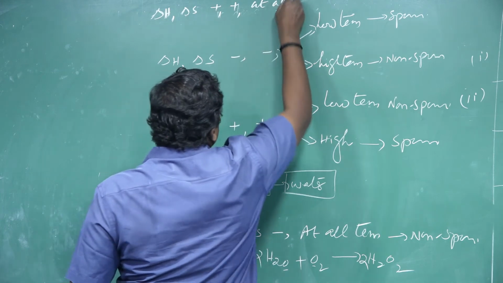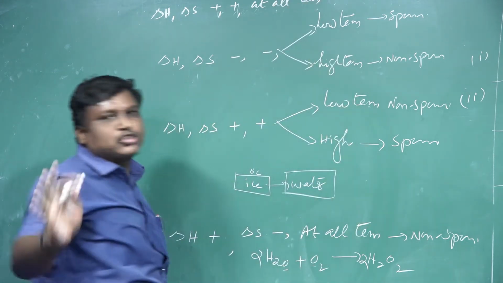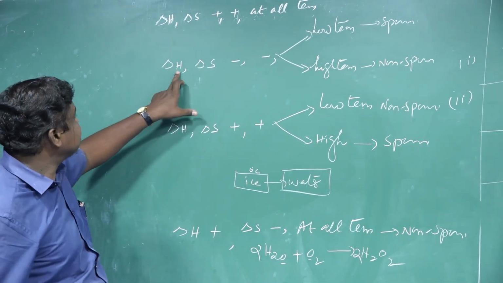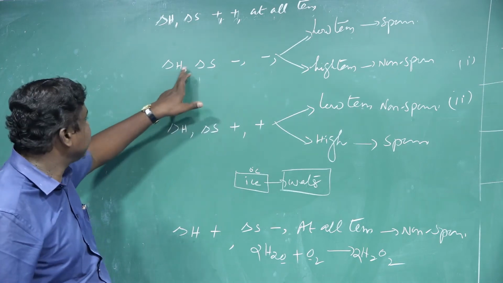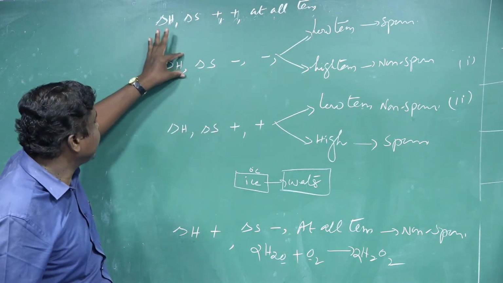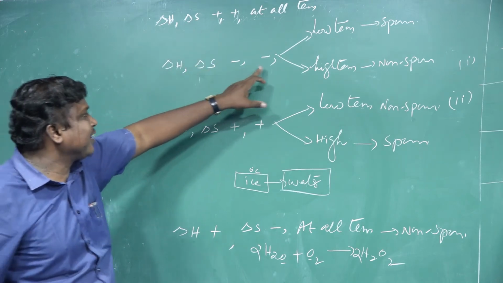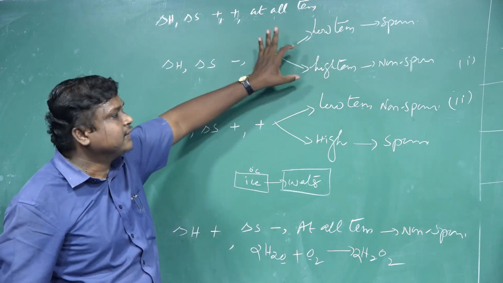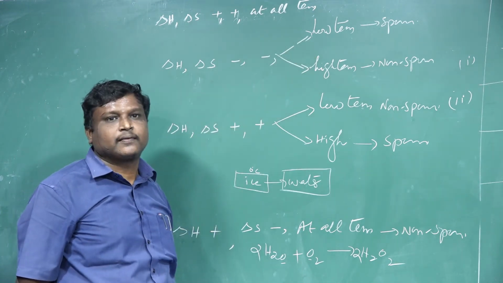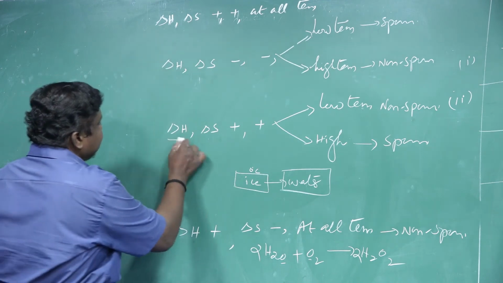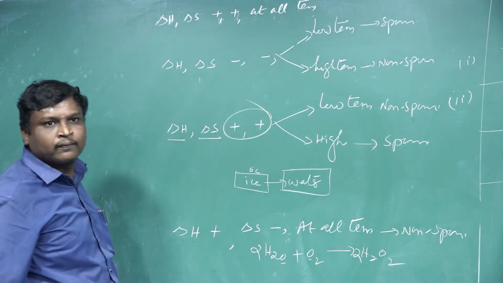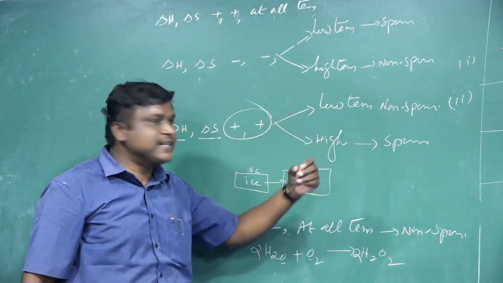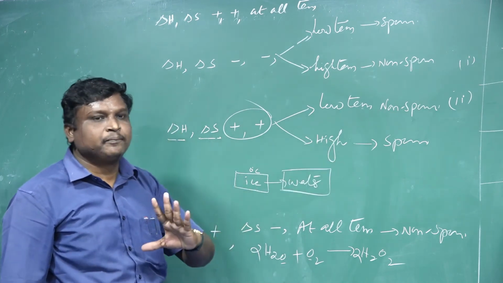Finally, we conclude: when del H is negative and del S is positive, at all temperatures the reaction becomes spontaneous. If del H and del S are both negative, low temperature is spontaneous and high temperature is non-spontaneous, for example adsorption of gas. If both are positive, low temperature is non-spontaneous and high temperature becomes spontaneous.